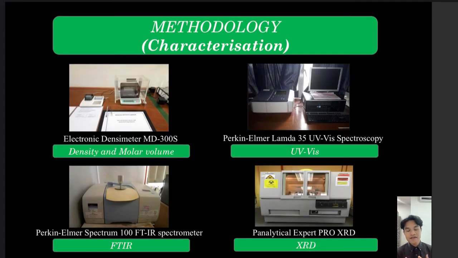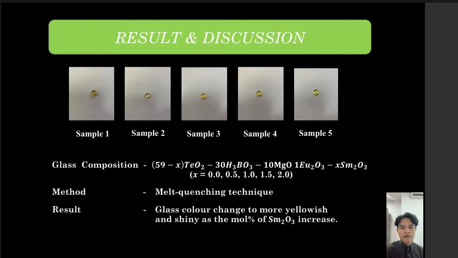So for the characterization, the equipment used in this research is, for density and molar volume, the electronic density meter MD300; for the UV we use the PerkinElmer Lambda 35 UV spectroscopy; for the FTIR characterization we use the PerkinElmer Spectrum 100 FTIR spectroscopy; and lastly for the XRD we use the PANalytical X'Pert PRO XRD. So let's jump into the results and discussion.